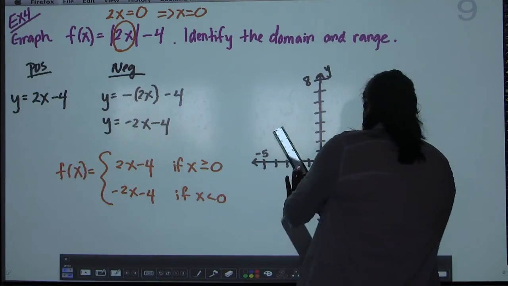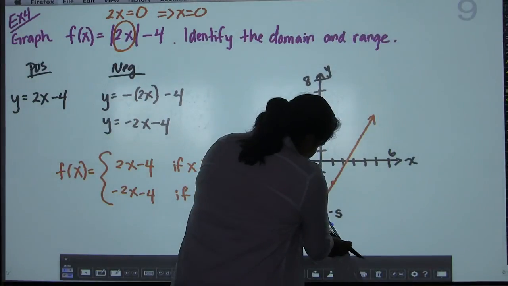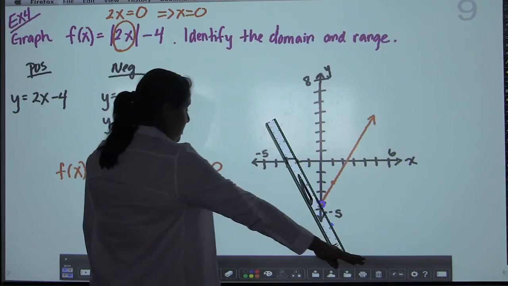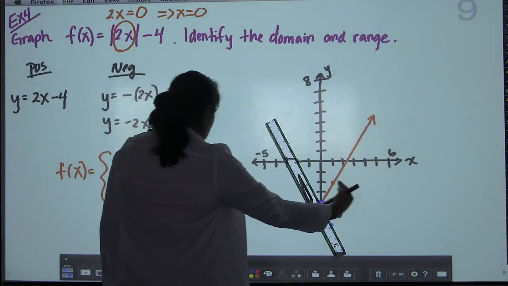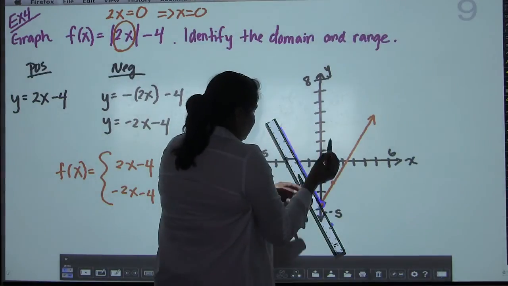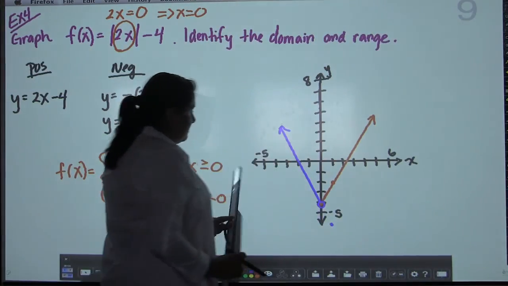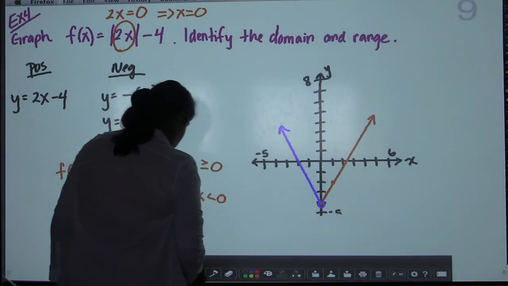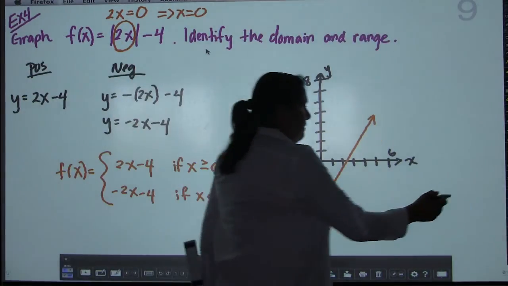But this time, when I connect those two dots together, I'm not going to go beyond into the positive side. I'm going to stick to the negative side and only draw the line that stems from there. And that's my absolute value. And that is how we are going to be graphing absolute value, in this section.